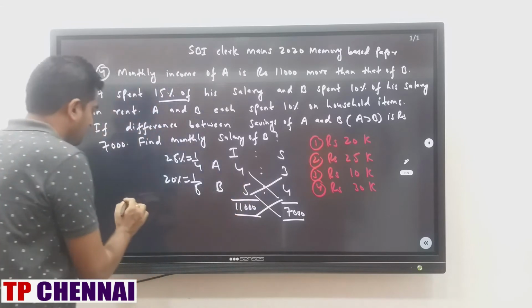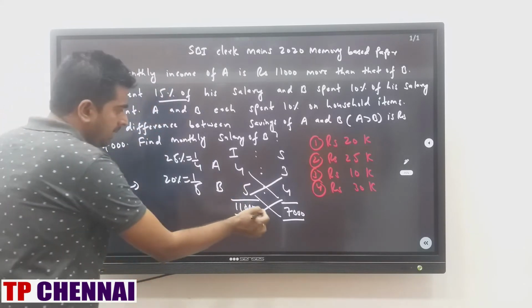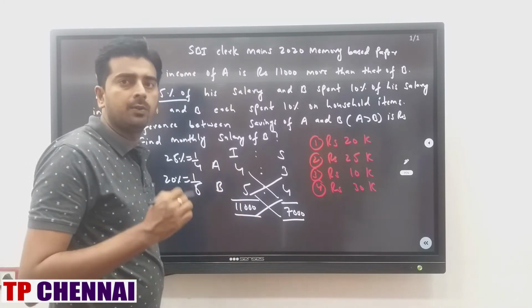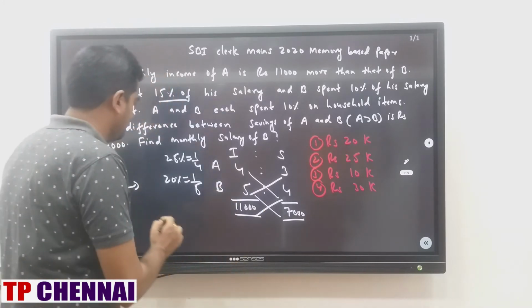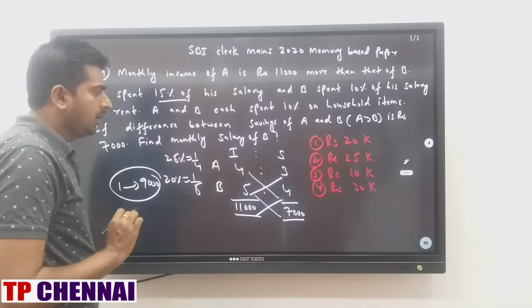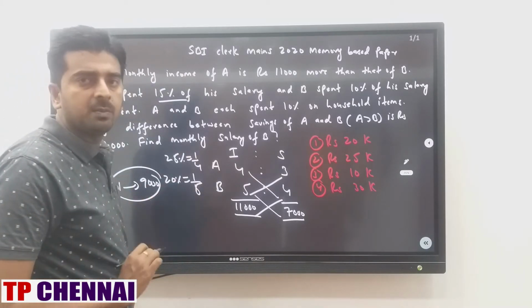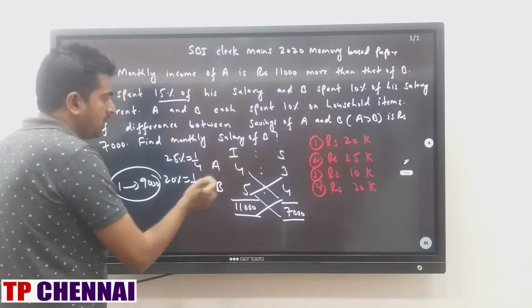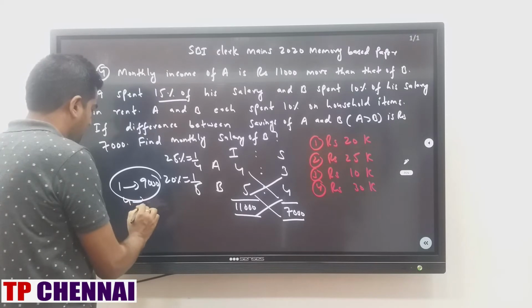16 minus 15. One part is how much? 11,000 into 4, 44,000. 7,000 into 5 is 35,000. 44,000 minus 35,000 is 9,000. So one part is nothing but 9,000. Whenever you are solving any question by the cross multiplication method, you can always calculate the upper part. That means 4 parts is how much then? 36,000.